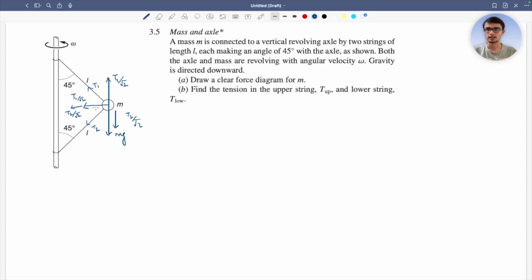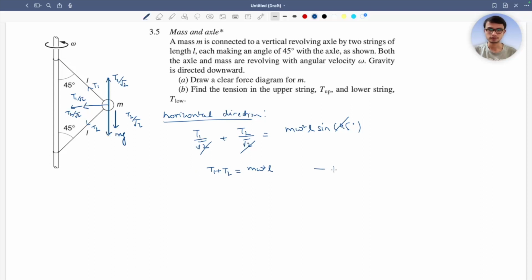So let's try to write down the equations. In the horizontal direction, I have T1 upon root 2 plus T2 upon root 2 equals the centripetal force, that is m omega squared times the radius. Since the length L is from here to here, the radius will be L sine theta, that is your 45 degrees, and that is 1 by root 2. So this cancels out, and I have one equation that goes as T1 plus T2 equals m omega squared L. So that is equation number 1.